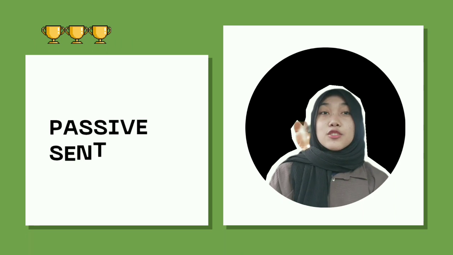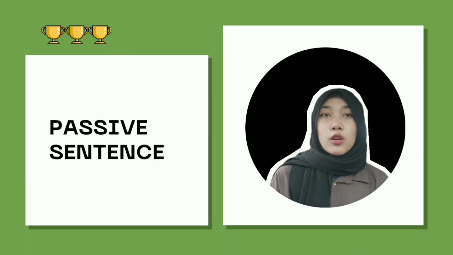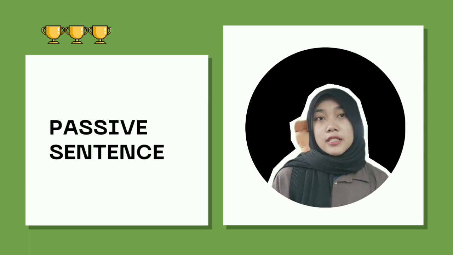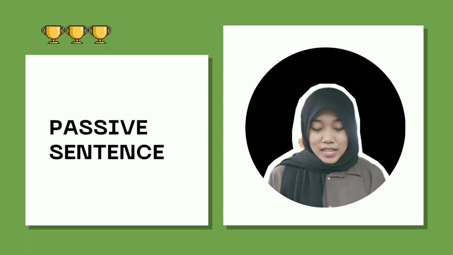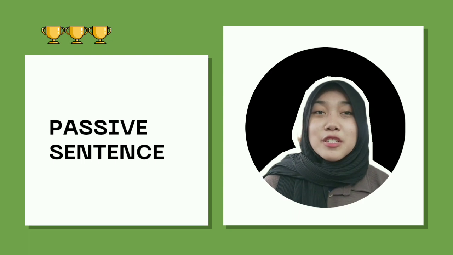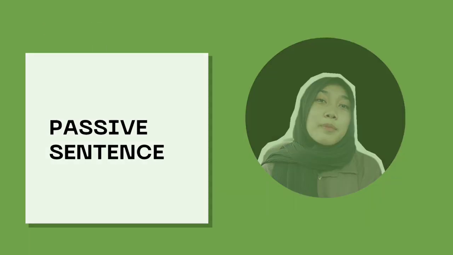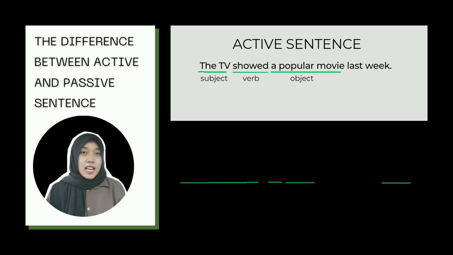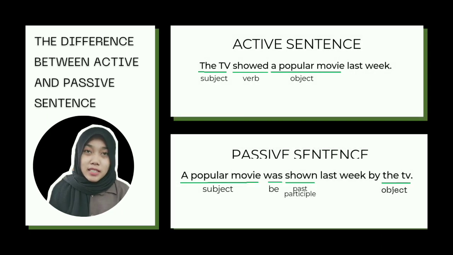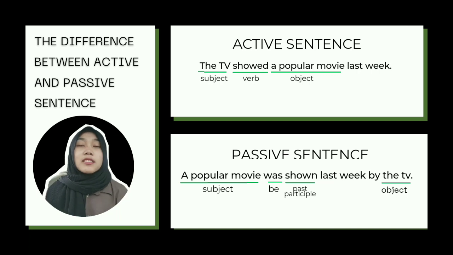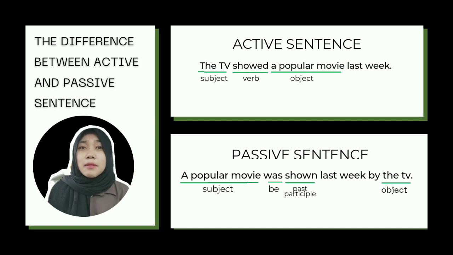Passive sentence is used to show interest in the person or object that experiences an action rather than the person or object that performs the action. To make it easier, let's see the difference between the active sentence and the passive sentence. I have an example sentence here, but actually it has the same meaning.